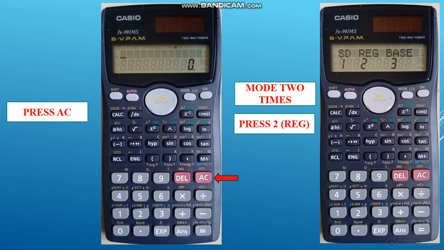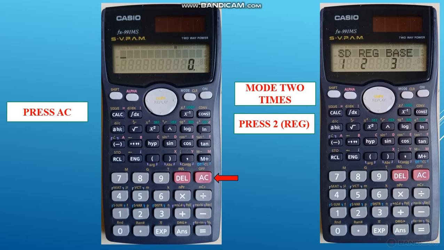First, you press mode 2 times. If you press mode 2 times you will get SD, REG and base. Next, you want to go to the REG option, so for this you press 2. In the mathematical model, that is for solving the linear, quadratic and exponential model, you want to go into the option REG.